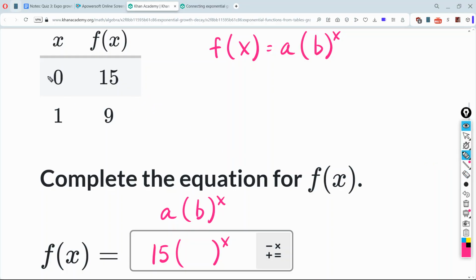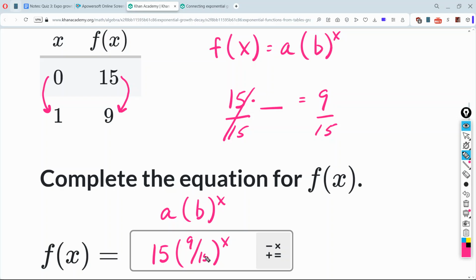Since we're going on x, we're going from 0 to 1. All we have to ask ourselves is 15 times what will give us 9. Okay, 15 times a blank space will give us 9. If you want to solve for this, you just divide both sides by 15. 15 over 15 cancels, and the blank space equals 9 over 15. So that's the value for b.